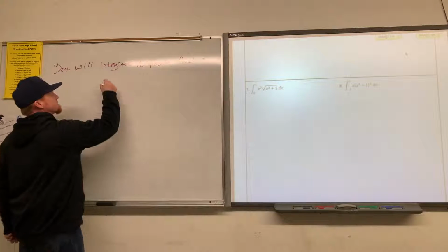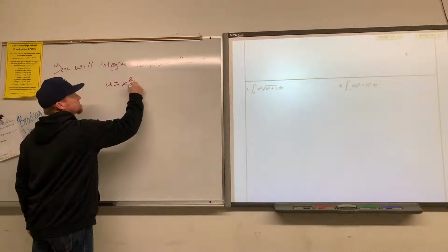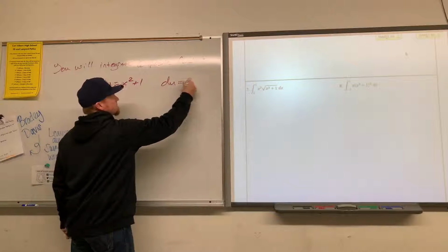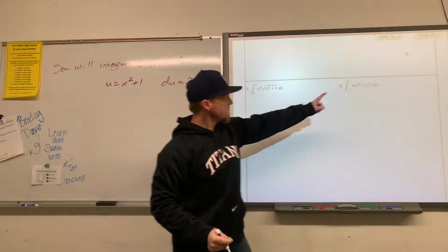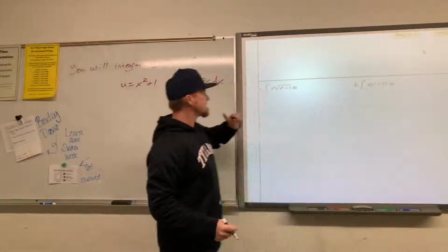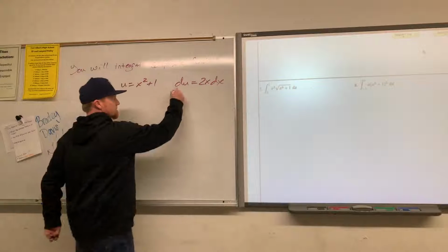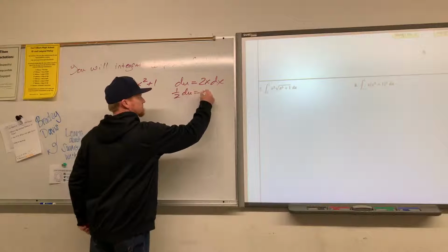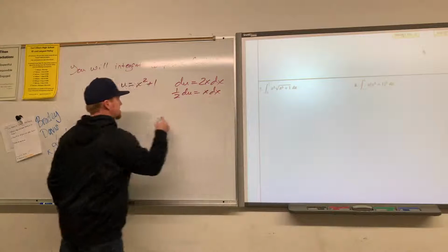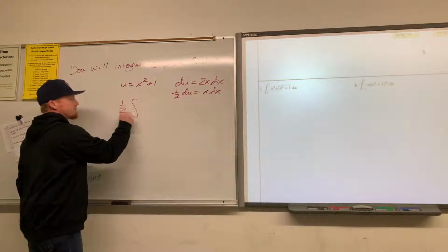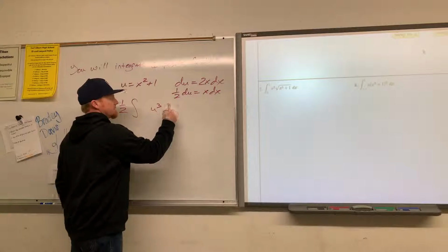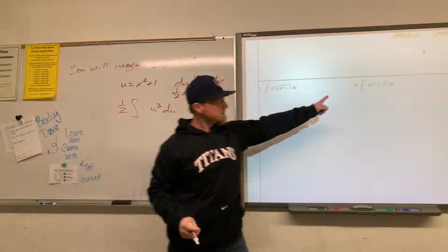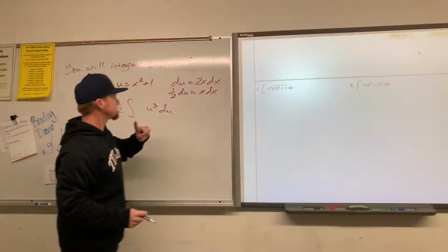Inside is x squared plus 1. So that means du is 2x dx. So I've got the dx, I've got the x. So I need to move the 2. So 1/2 is out there. We have u to the 3rd du, my limits are negative 1 and 1.